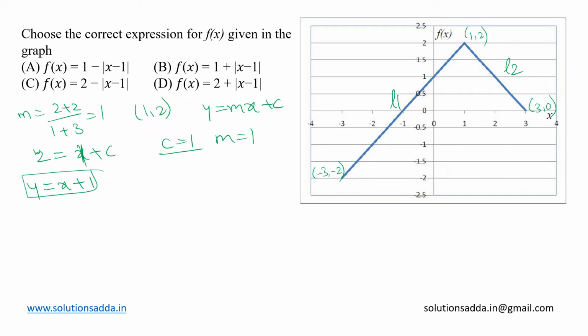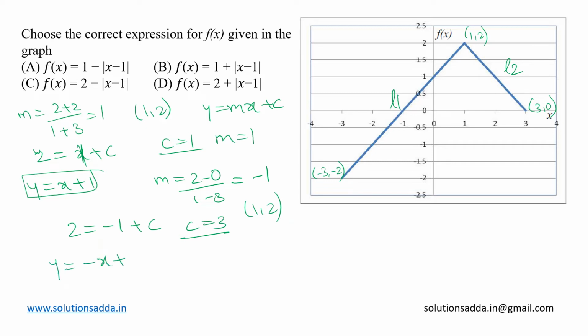Now for line L2, we have the slope as (2 minus 0) upon (1 minus 3), that is minus 1. And it satisfies the point (1, 2) as well. So we'll put 2 equal to m times (-1) plus c. Here the value of c is 3, and the equation is y equal to mx plus c, so minus x plus 3. So we get the two expressions as y equal to 3 minus x and y equal to 1 plus x.